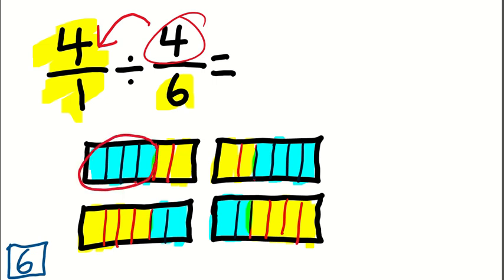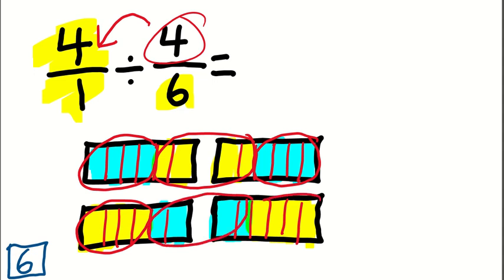There's one group, that's 4/6. There's another group, that's 4/6. Another group, another 4/6. Another one, and another one. Anyways, you guys can see that there are, in fact, 6 groups of 4/6 that can fit into 4 wholes.